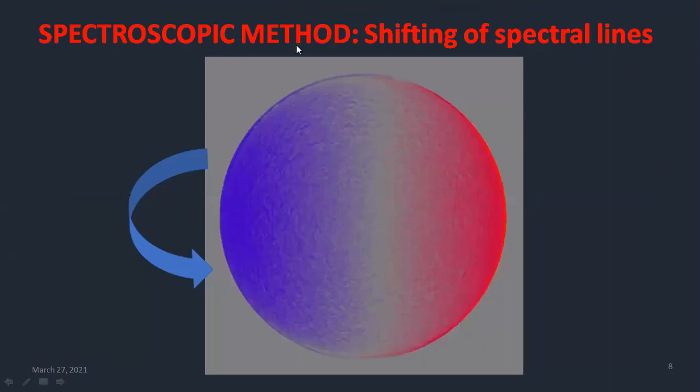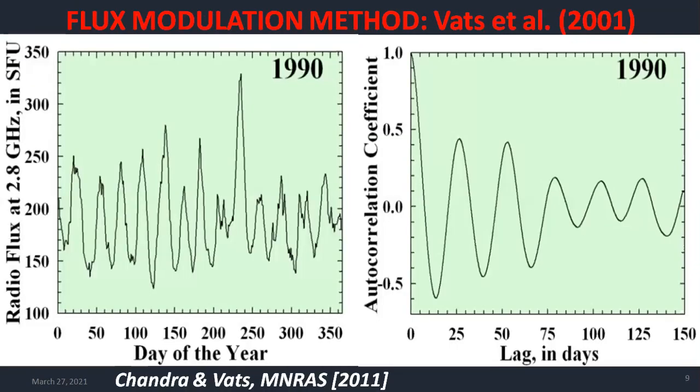The spectroscopic method is the second method, in which by the shifting of spectral lines, the rotation period can be estimated. The flux modulation method is a very advanced method in which the solar flux is modulated with the help of solar rotation. This method was first used by Watts et al. in 2001. One example of this group is shown here.